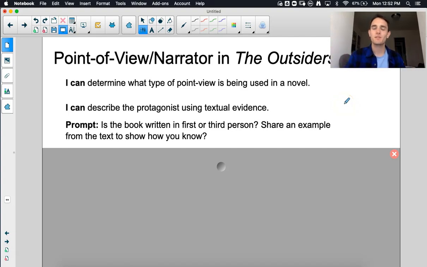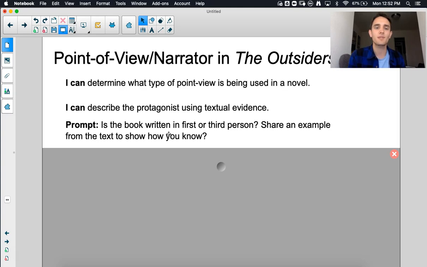Hey everybody, so this is going to be the video over point of view and narration, and I'm going to be using The Outsiders as the mentor text. Our two I can statements for this video are going to be: I can determine what type of point of view is being used within the novel, and I can describe the protagonist using textual evidence.